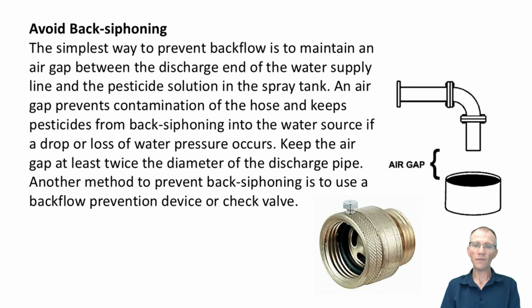So as we try to avoid back siphoning, the simplest way to prevent backflow is to maintain an air gap between the discharge end of the water supply line and the pesticide solution in the spray tank. An air gap prevents contamination of the hose and keeps pesticides from back siphoning into the water source if a drop or loss of water pressure occurs. Keep the air gap at least twice the diameter of the discharge pipe. Another method to prevent back siphoning is to use a backflow prevention device or check valve.